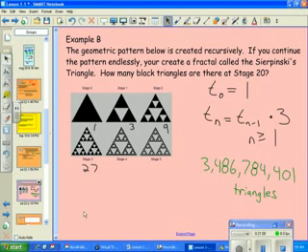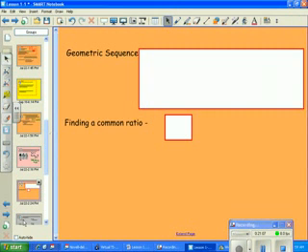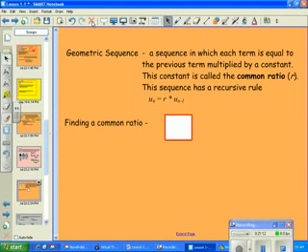Now, notice, is the pattern arithmetic? No, it is not. This pattern has a different name. It is a geometric sequence, or a geometric pattern. A geometric sequence is a sequence in which each term is equal to the previous term multiplied by a constant. That constant is called the common ratio. And these types of sequences always have this type of recursive rule. Now, if you're given a sequence and you want to find that common ratio, instead of subtracting a pair of terms, you are going to divide a pair of terms.